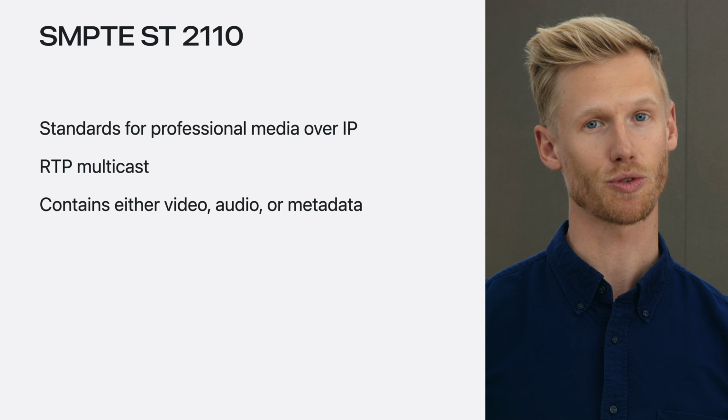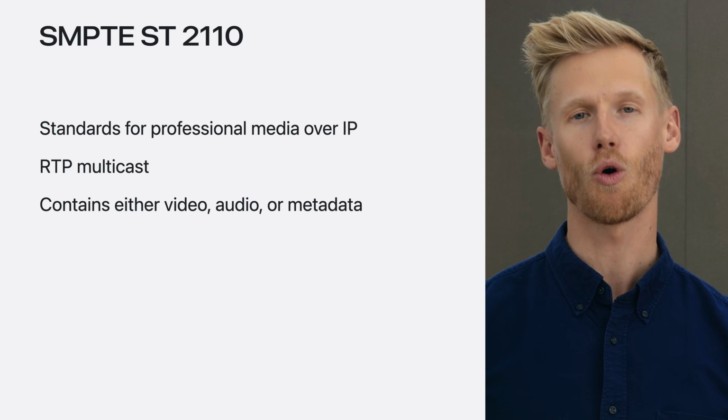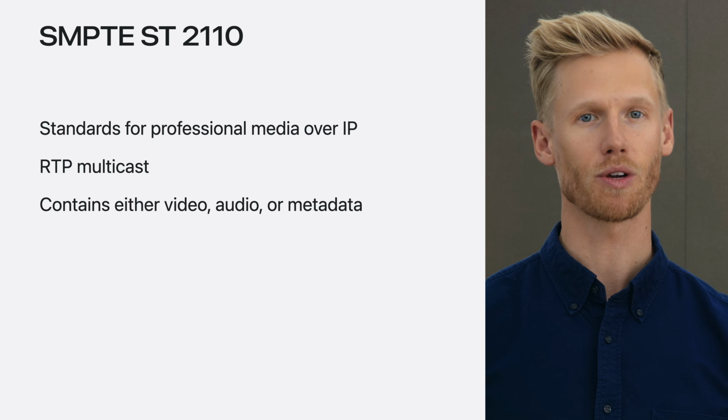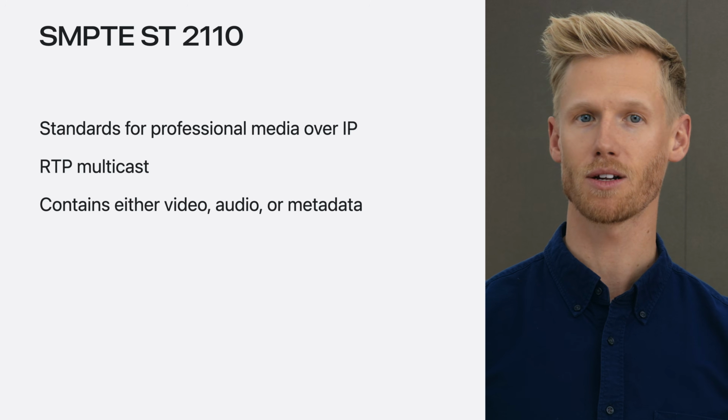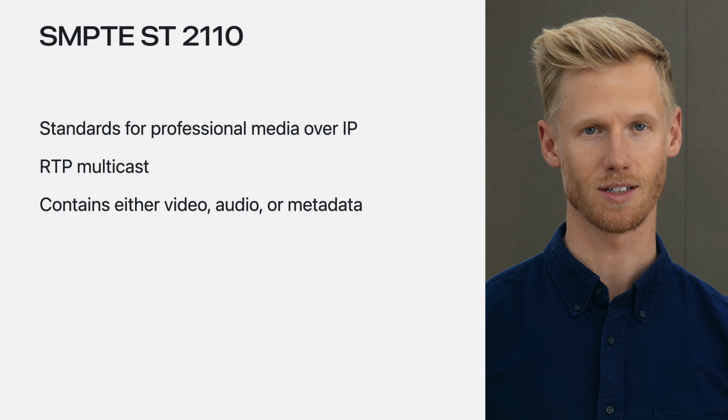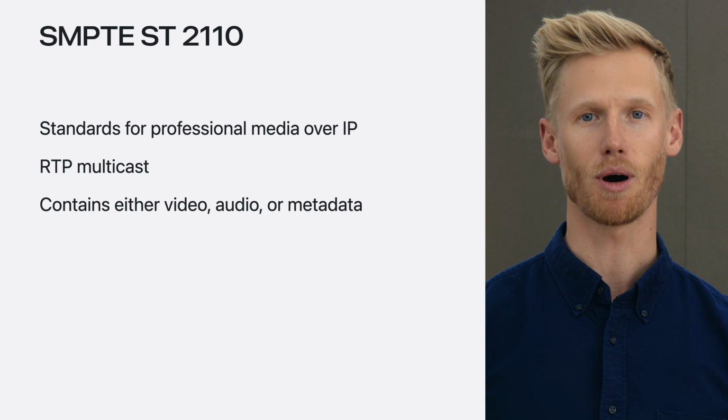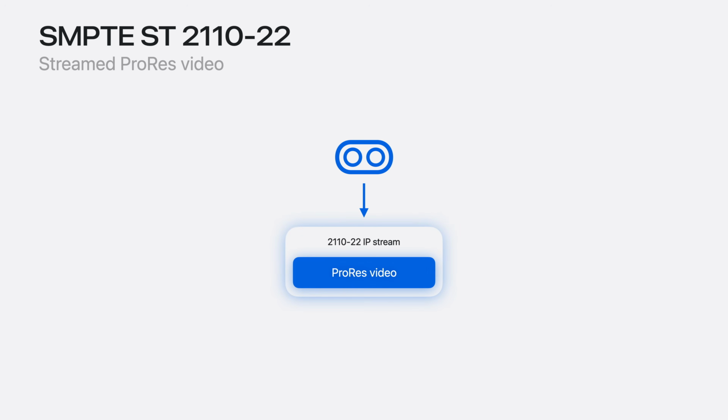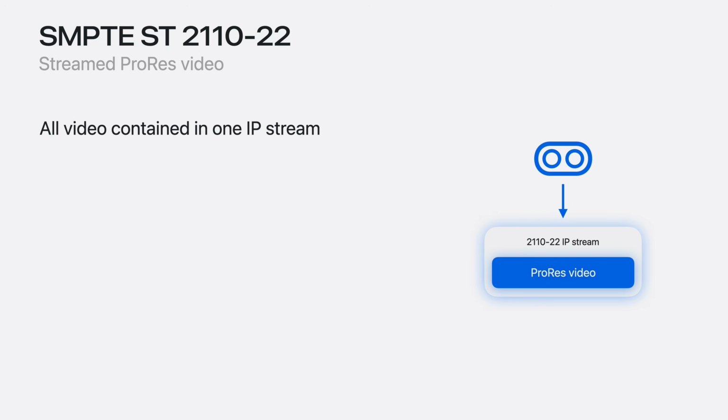A 2110 stream will transmit either a video, an audio, or a metadata payload, and the transport of each media type is defined by a substandard within the broader 2110 specification. I'll break down how each fits into that model. Immersive ProRes video is transported as 2110-22 streams on the network, the defined standard for compressed media over IP. This 2110-22 flow contains both the left and right eye of the immersive content, transmitted as two separate data essences, but contained within the single stream.